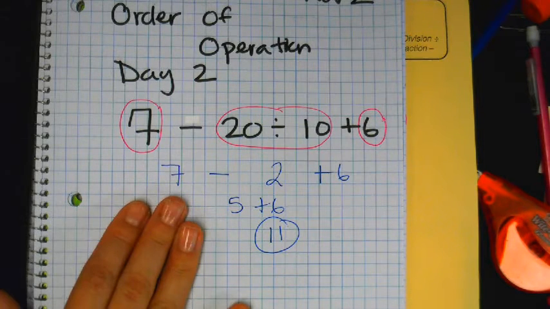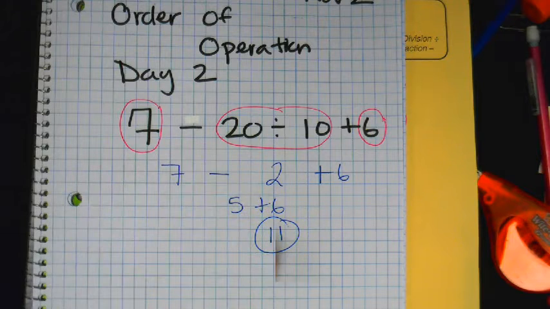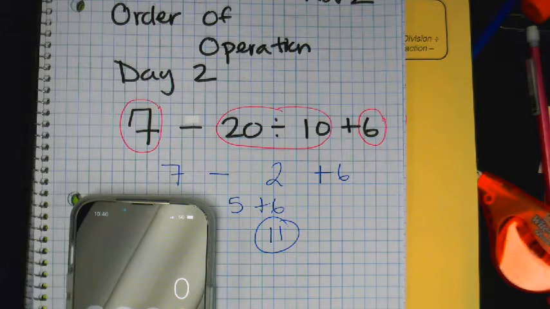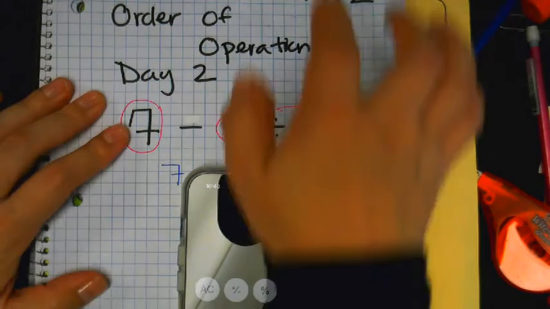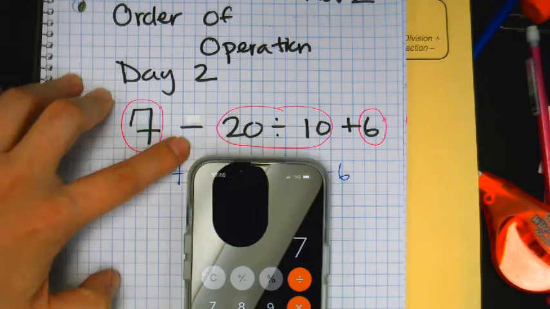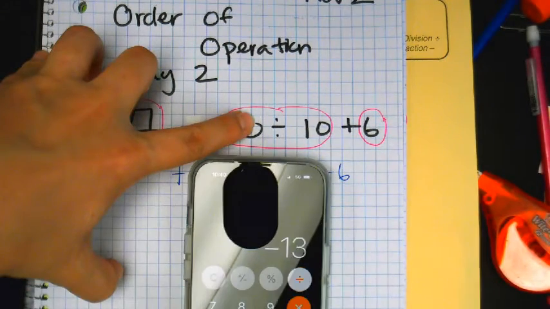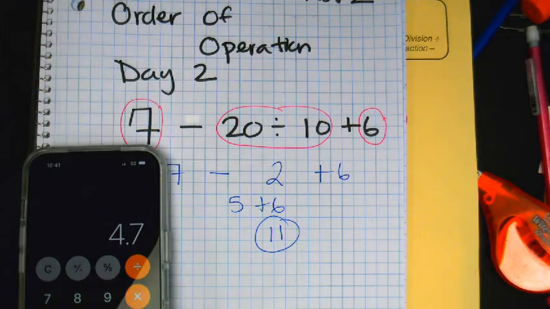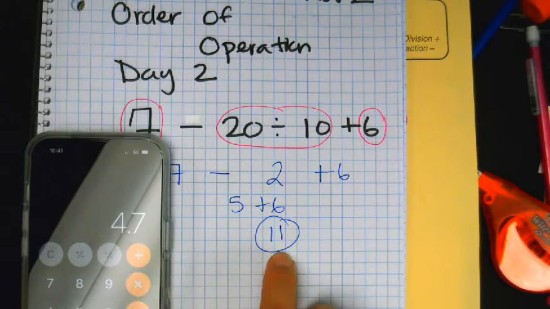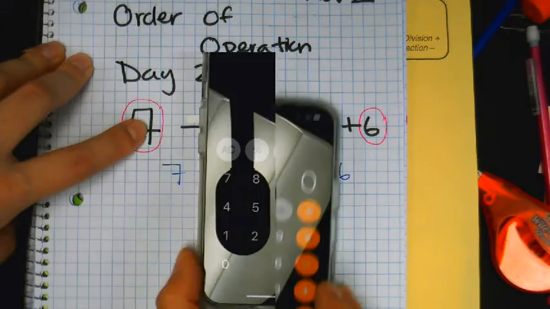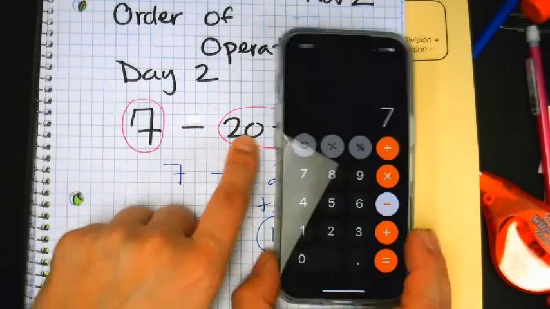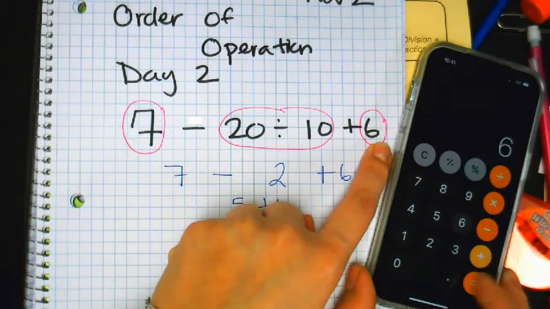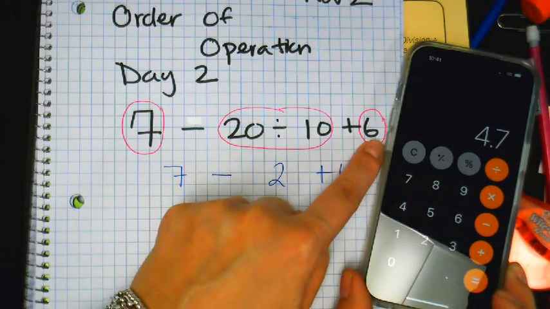Now, do we all agree that this answer is 11? We understand how we solved it. If I were to use a calculator to solve this problem and type it out, I would do 7 minus 20 divided by 10 plus 6. My calculator says my answer is 4.7. But the answer is really 11. Let me do it one more time. 7 minus 20 divided by 10 plus 6. The calculator says the answer is 4.7.